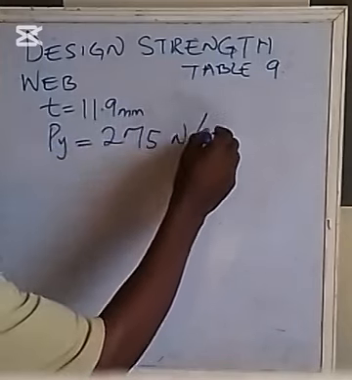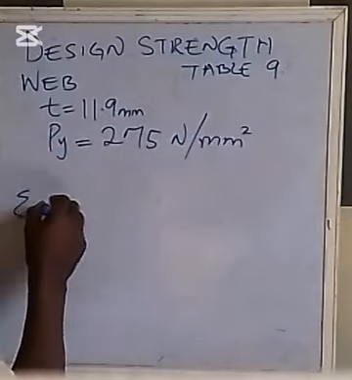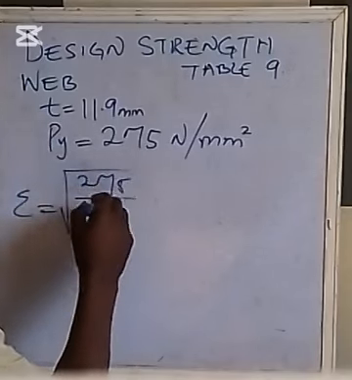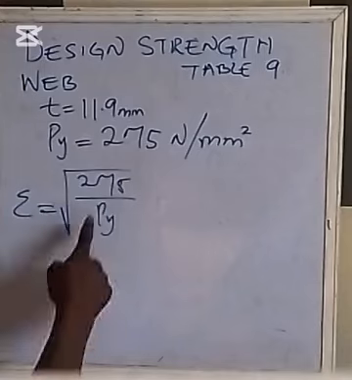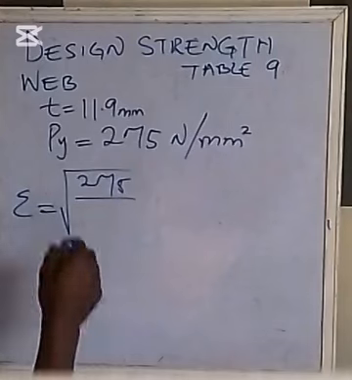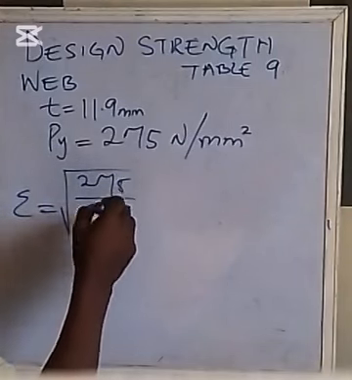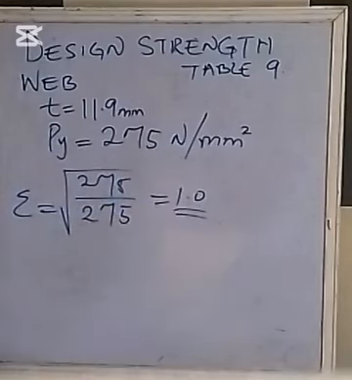Newton per millimeter square. So we are going to calculate this too, using this formula, square root of 275 divided by Py. Now we know the Py for the web. The Py for the web now is 275. We are going to substitute for Py in this formula so that we have square root of 275 over 275. This divided by this is 1. The square root of 1 is still 1. It's 1.0. So that is all for the design strength.